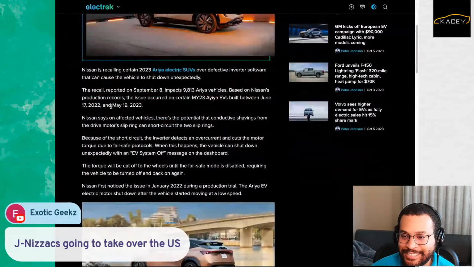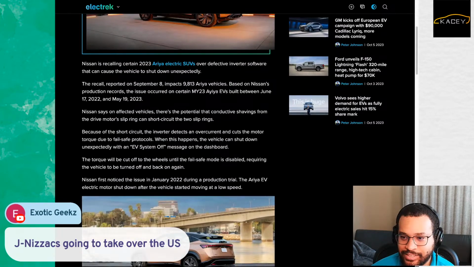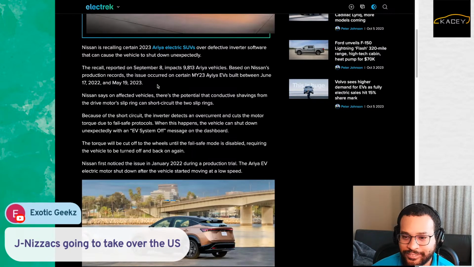Nissan is recalling certain 2023 Ariya electrics over defective inverter software that can cause the vehicle to shut down unexpectedly. And that's just quite a softball right there, inverter software. The recall happened on September 8th and impacts 9,813 Ariya. Based on Nissan's production records, the issue occurred on certain model year 23 Ariya EVs built between June 17th, 2022 and May 19th, 2023. Nissan says on affected vehicles, there's potential that conductive shavings from the drive motor's slip ring can short circuit the two slip rings.